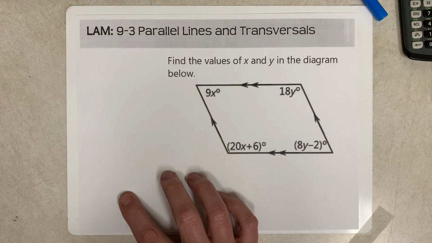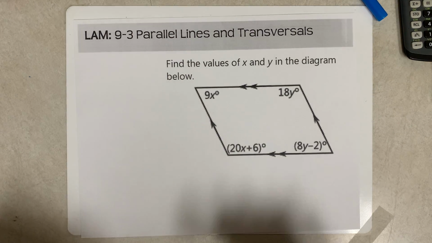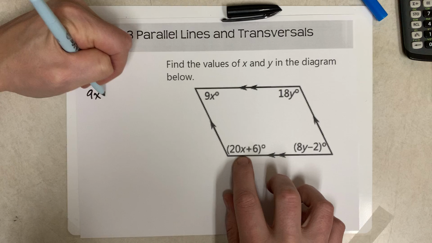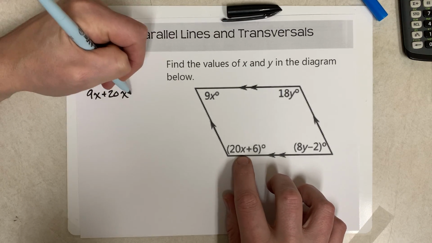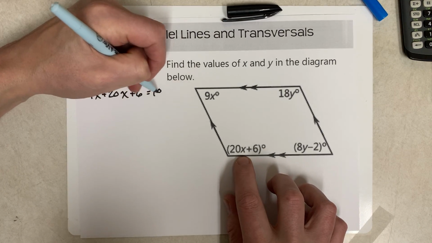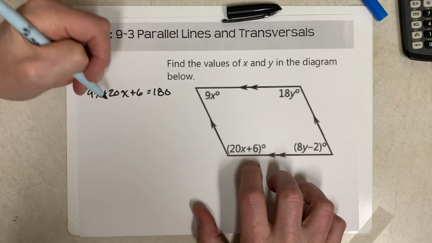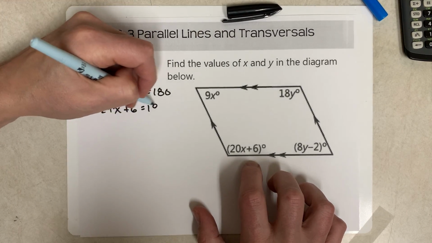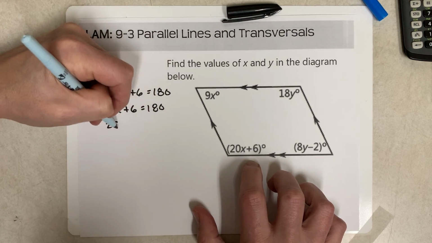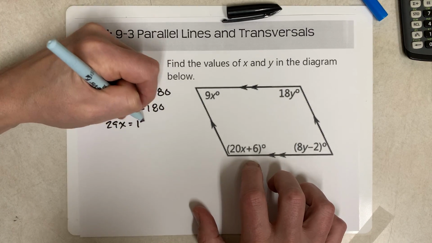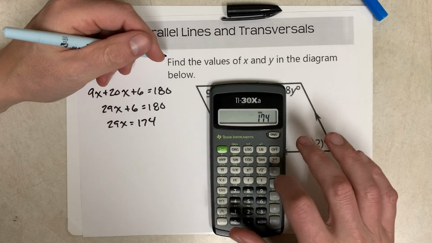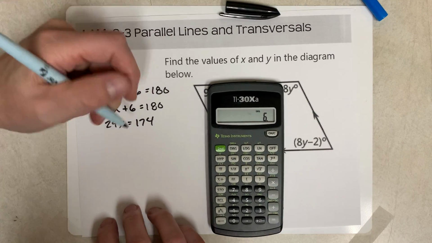So we can do, let me write this a little bit bigger this time. 9x plus 20x plus 6 is equal to 180. Okay, so we got 29x plus 6 is equal to 180. So 29x is equal to 174. So 174 divided by 29 is 6.